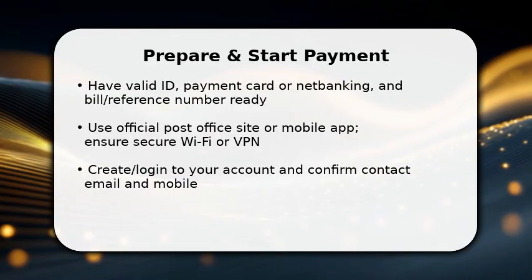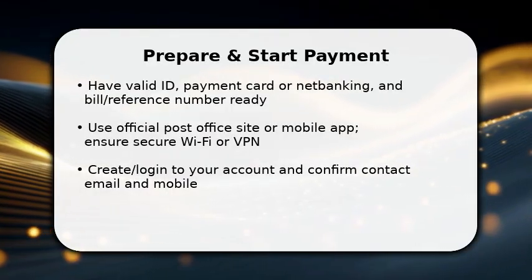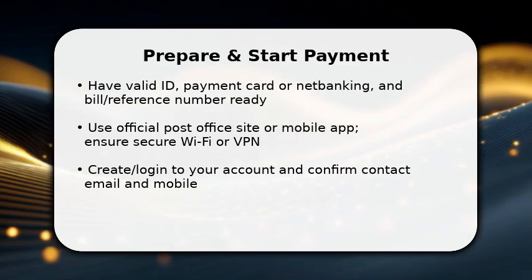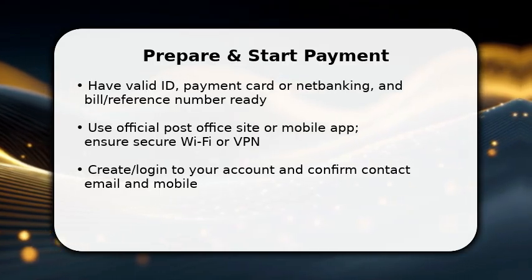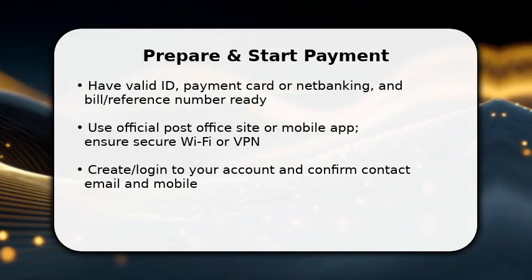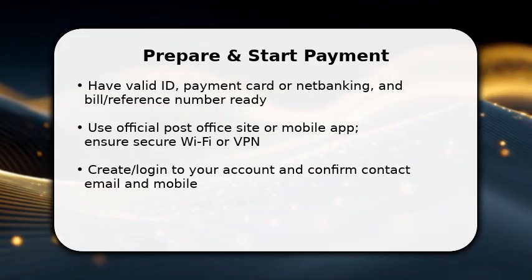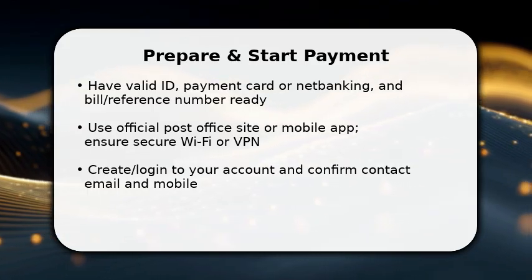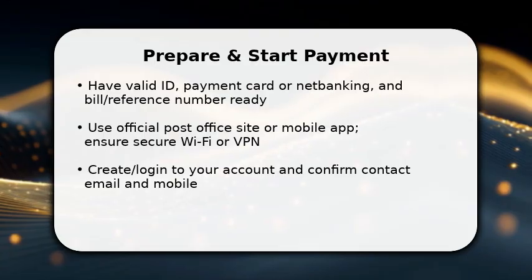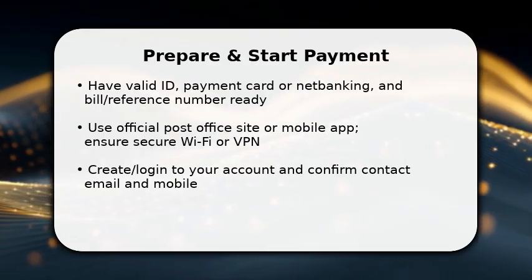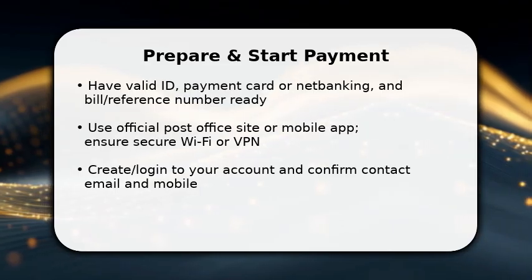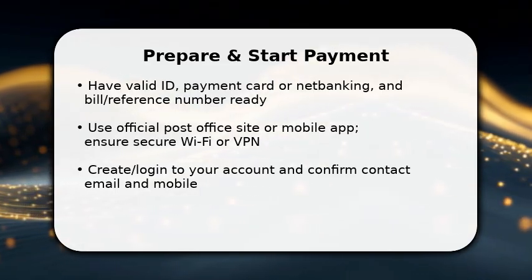You begin by gathering essentials: your ID, payment card or net banking details, and the bill or reference number. Once you have those, open the official post office website or app and sign in. Make sure your contact email and mobile are accurate so you receive receipts. Now navigate straight to the Payments or Services section. This first action puts you in the correct workflow.